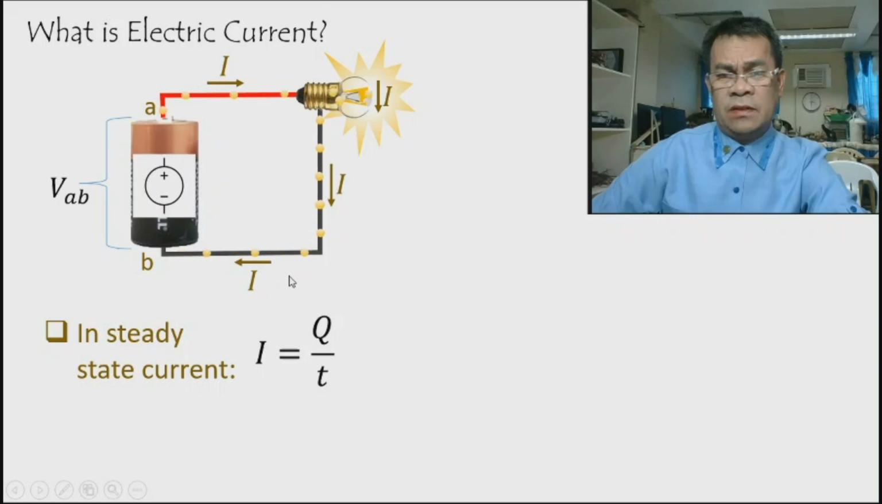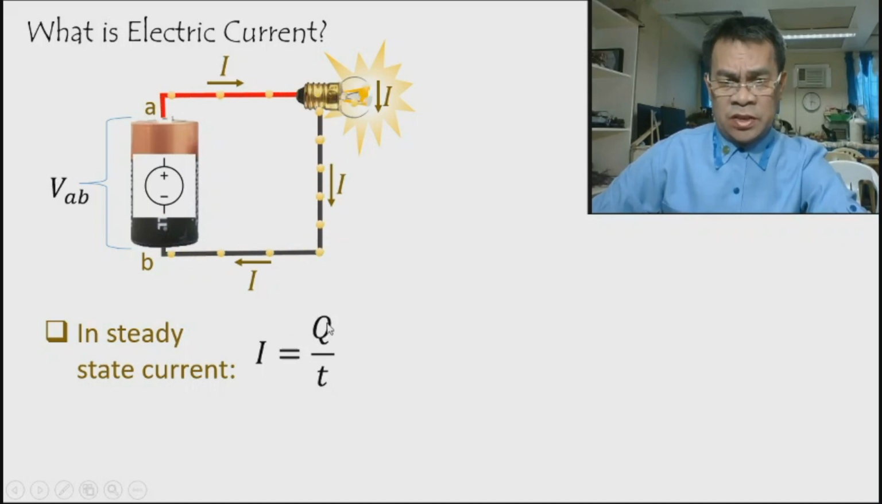So, if we want to quantify how many electrons we have for a given time, then we are quantifying the amount of charge per time, and the result will be the current. Okay? So, this is steady state because it won't change. The charge does not change with time.